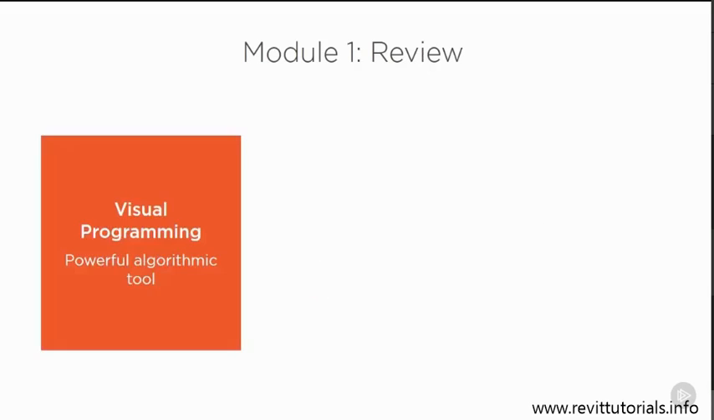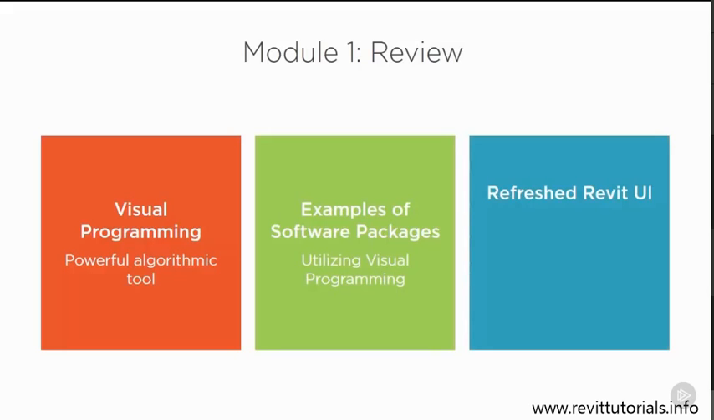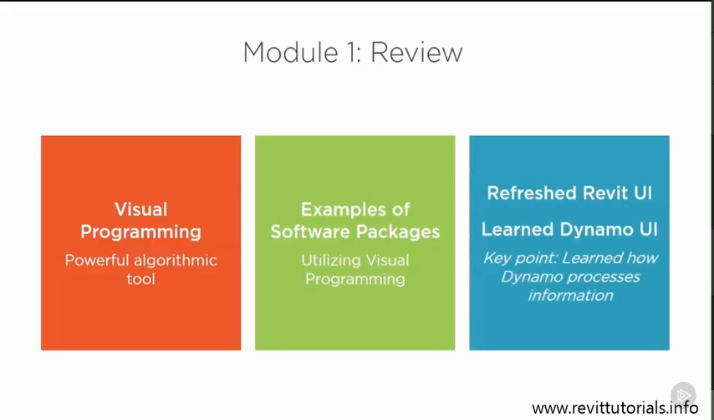And stepping back for a moment, overall in Module 1, what we've explored is that visual programming is a way for us to peek behind the curtain of the software package itself and provide more power for generating algorithmic relationships that enhance our usability of the software. We looked at other examples of software packages that utilize visual programming. We've refreshed ourselves in the Revit user interface and introduced ourselves to the Dynamo user interface and how it processes information.